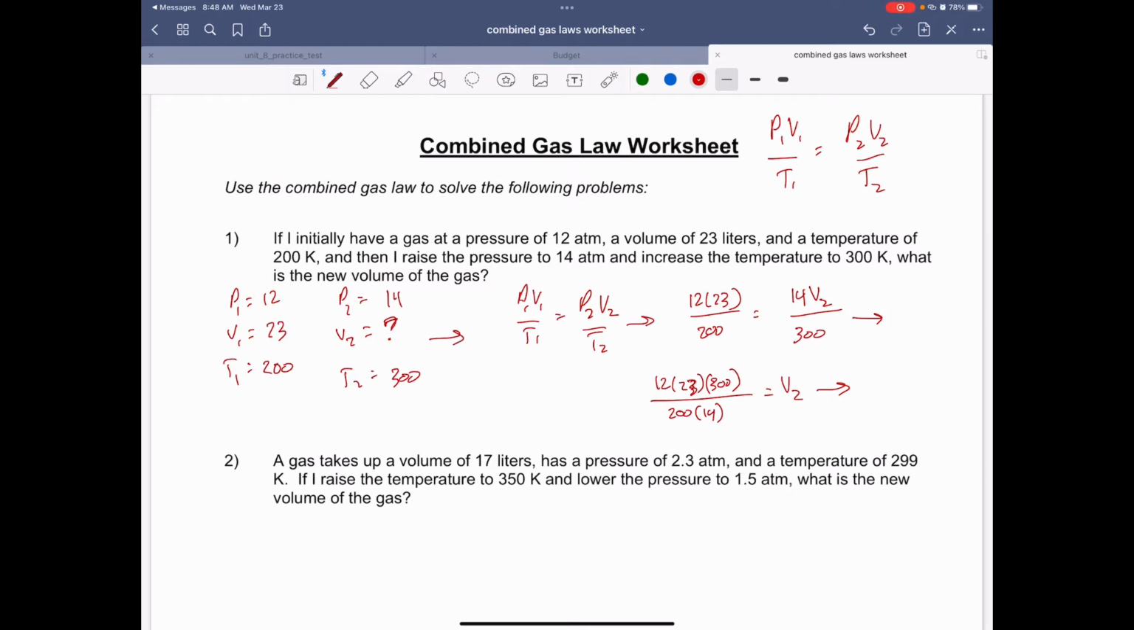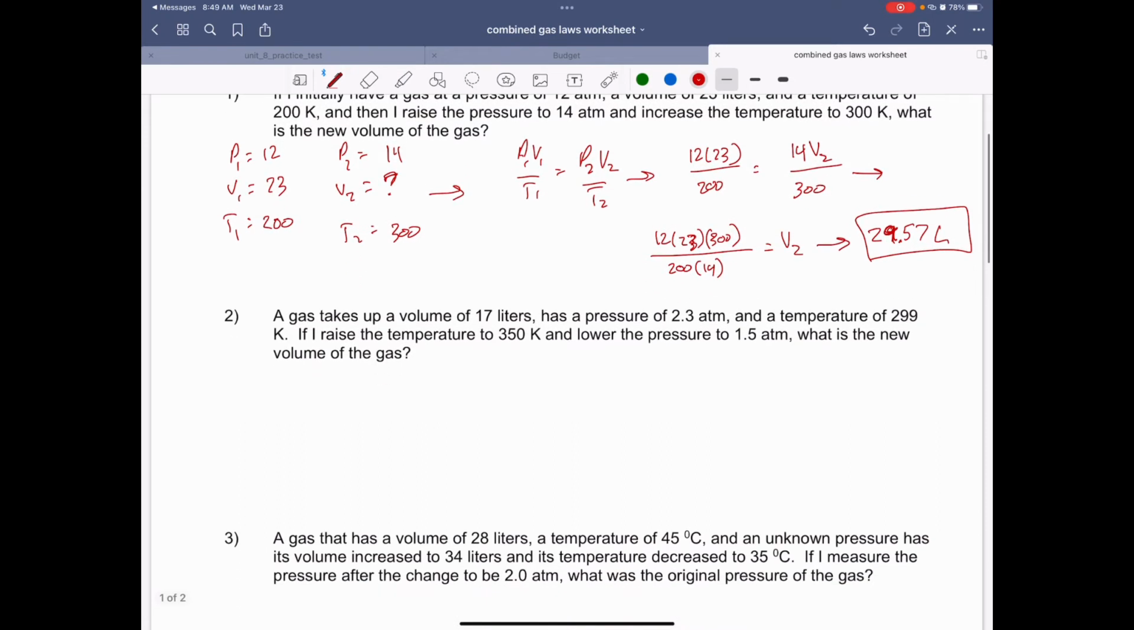And I get 29.57. Now this is a volume, so this has got to be liters. Okay. So the new volume would be 29.57 liters. And it makes sense. It's going to increase in volume because you have an increased pressure and you also have an increased temperature. So it makes total sense you'd have a higher volume. Okay. Let's jump down to number two.